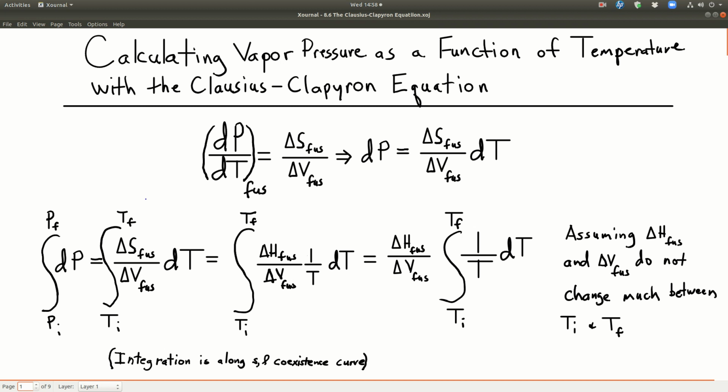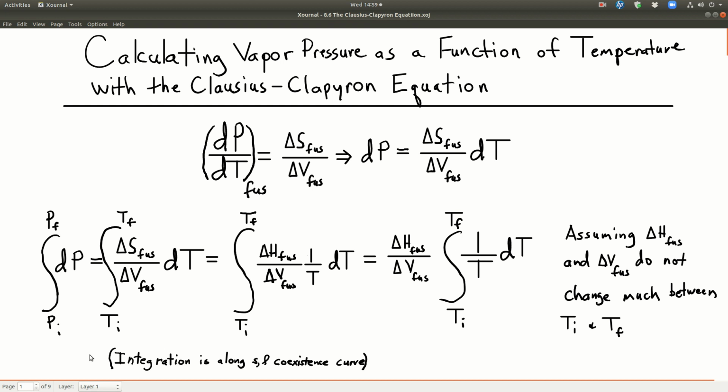Hey guys, so this is section 8.6, using the Clausius-Clapeyron equation to calculate vapor pressure as a function of temperature. So we start with the Clausius equation, which we derived in the last section, I believe, right up here. Rearrange it a little bit, take the dT on the other side, and integrate.